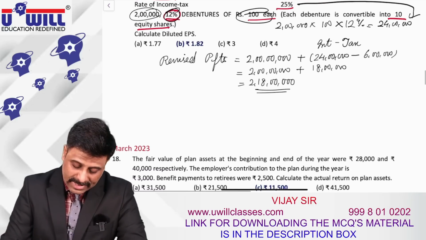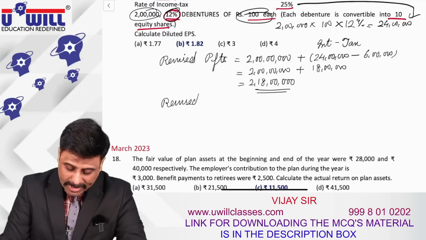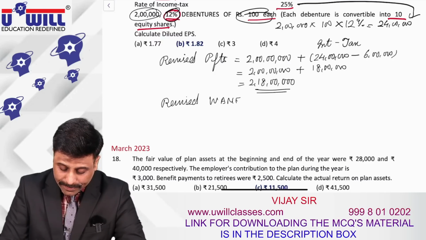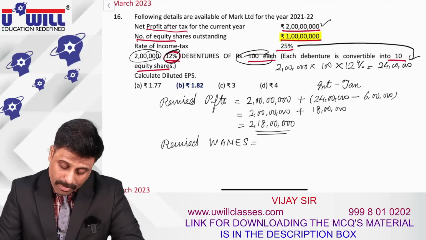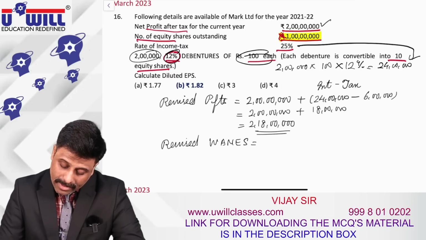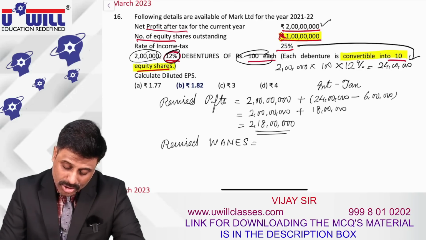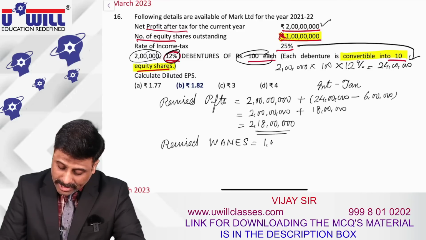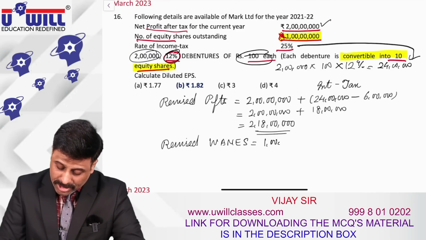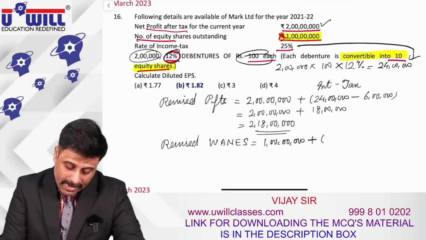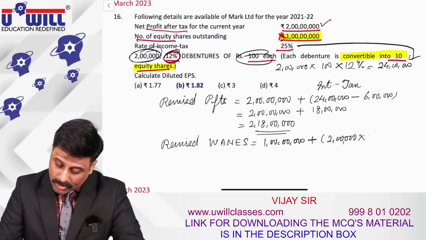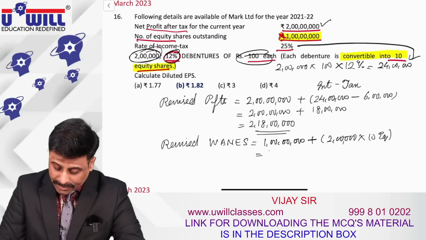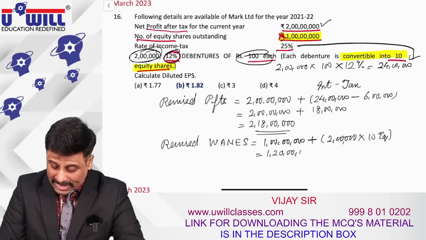This will be the revised profits. In the same way, what will be the revised weighted average number of equity shares? Here, the number of shares presently are 1 crore. It should not be rupees, you can cut the rupees. Only 1 crore. Other than that, the debenture is convertible into 10 equity shares. So 1 crore shares we already have, plus there are 2 lakh debentures, and 2 lakh debentures will get converted into 10 equity shares each, which means they'll become 20 lakh shares. So 1 crore plus 20 lakhs, 1 crore 20 lakhs.